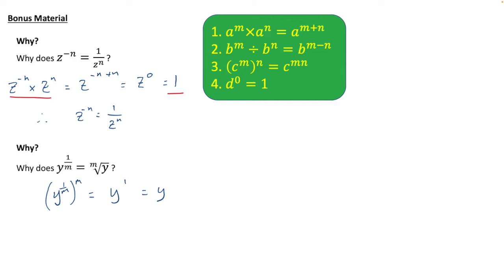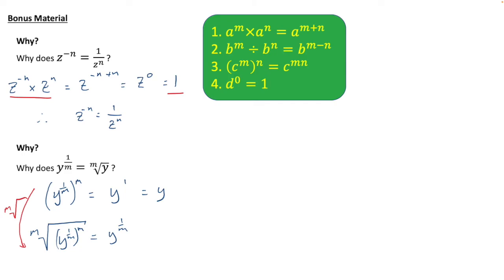Now, if we then take the beginning of that, the y to the 1 over m to the m, and do the mth root of it, then that means we've got the mth root of y to the 1 over m to the m, and the mth root of something to the power of m is the something, because they cancel out. We've got a power and a root, so they cancel out. So that equals y to the power of 1 over m.